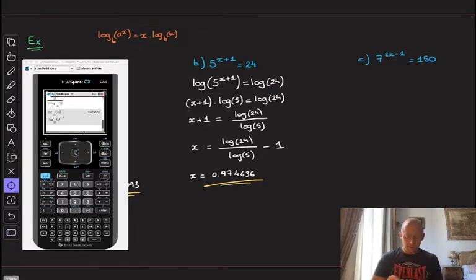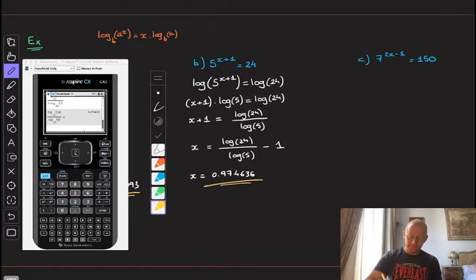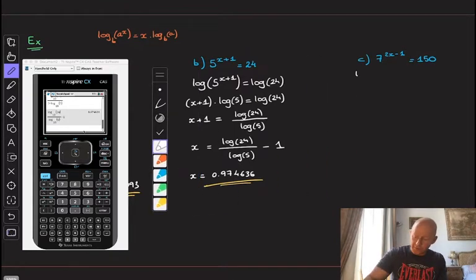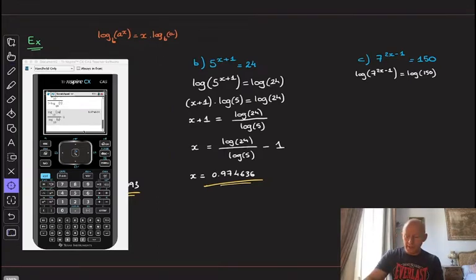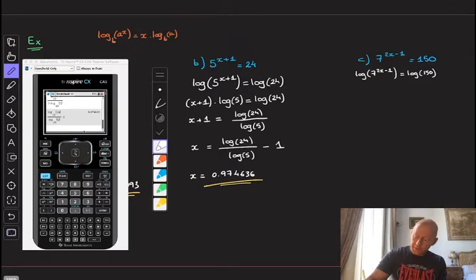We have 7 to the power of 2x minus 1, which equals 150. All right? So, again, the approach is still the same. First thing I'm going to do is apply logs. So I can write log of 7 to the power of 2x minus 1 equals log of 150. I now use this law again, and I take that exponent out. And just as for the previous example, I need to make sure that I write this entire exponent in a pair of parentheses when I do. So that would be 2x minus 1 times log of 7, which will be equal to log of 150, right?